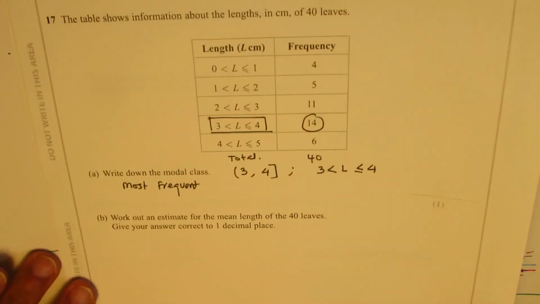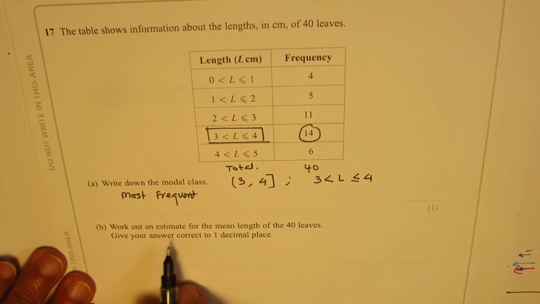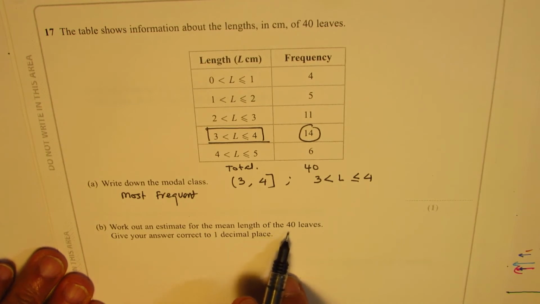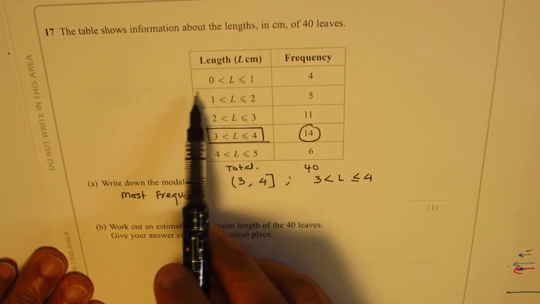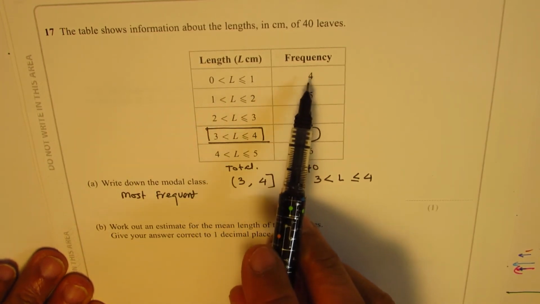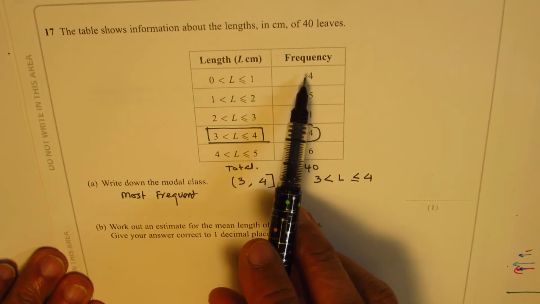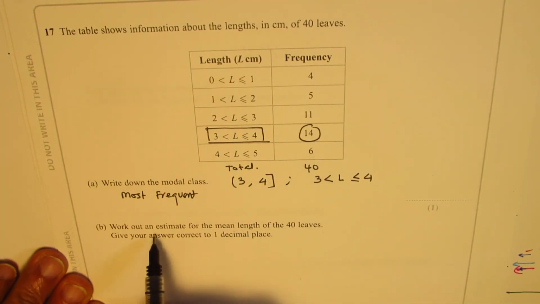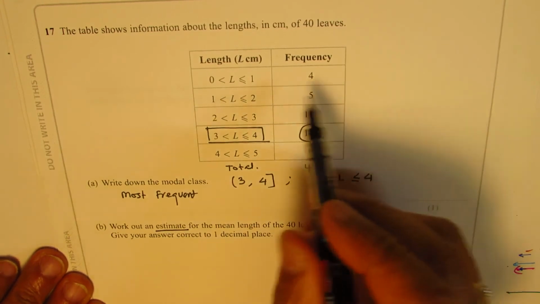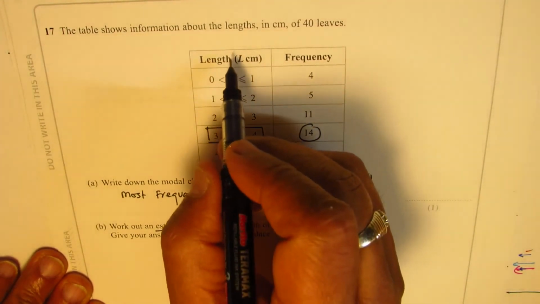Now part B is, work out an estimate for the mean length of the 40 leaves. Give your answer correct to one decimal place. Now this is grouped, so we don't know exactly the length of each leaf, the exact length. So therefore we have this term estimate, right? So what we do here is we find the center value.